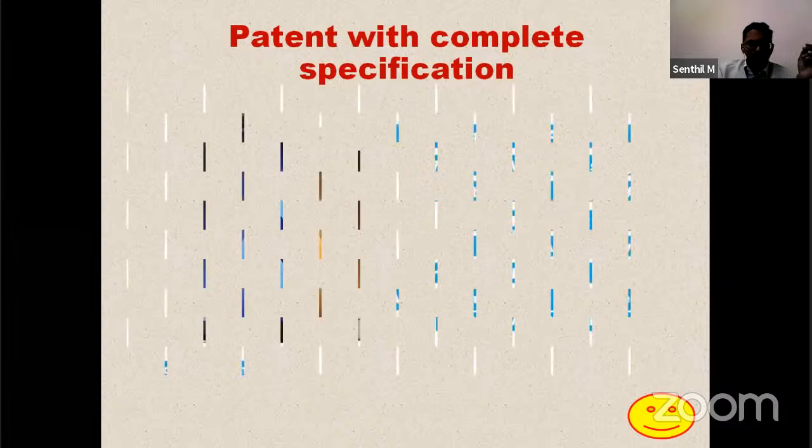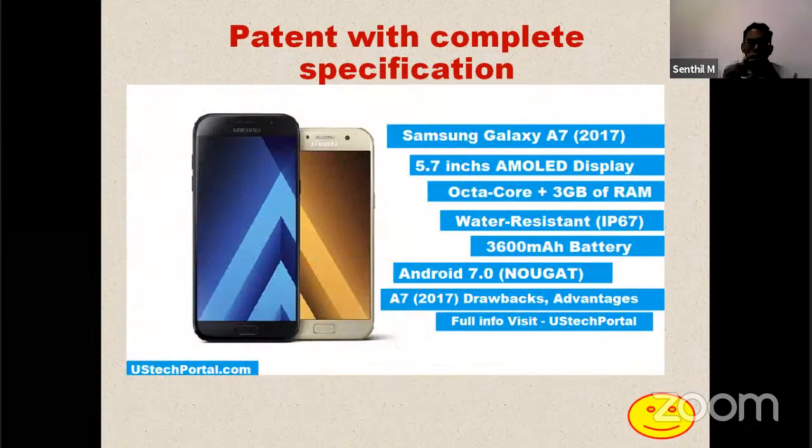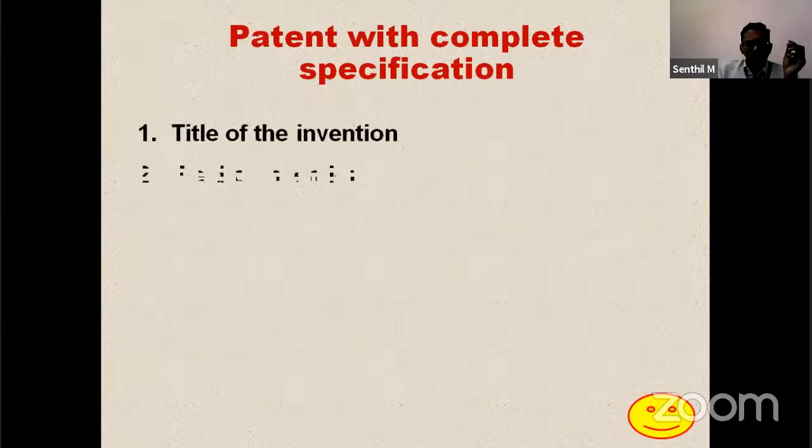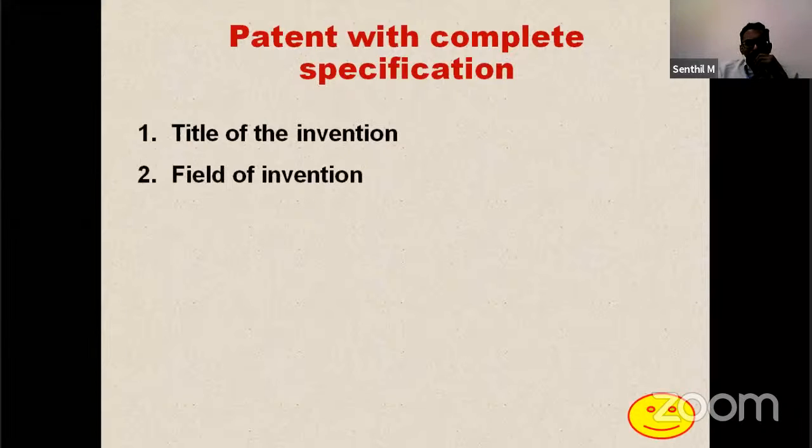I'm going to list all the points. It is simple, like your research field: you will have an introduction, methodology, result, and all these things. If you see a mobile phone, this is a complete specification where you can see all the details about a phone. That is how you have to do it for your patent. So you have to give your title, field of invention, and use of invention.